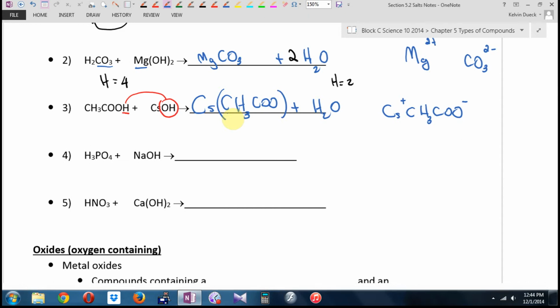Now we balance. How many Cs on the left-hand side? 1. How many Cs on the right-hand side? 1. How many CH3COO on the left-hand side? 1 right there. How many acetates, can I call it that? How many acetates on the right? 1. How many H's on the left? 1 there, 1 there, 2. 2. How many O's? 1. What? Holy smokes, it's balanced.